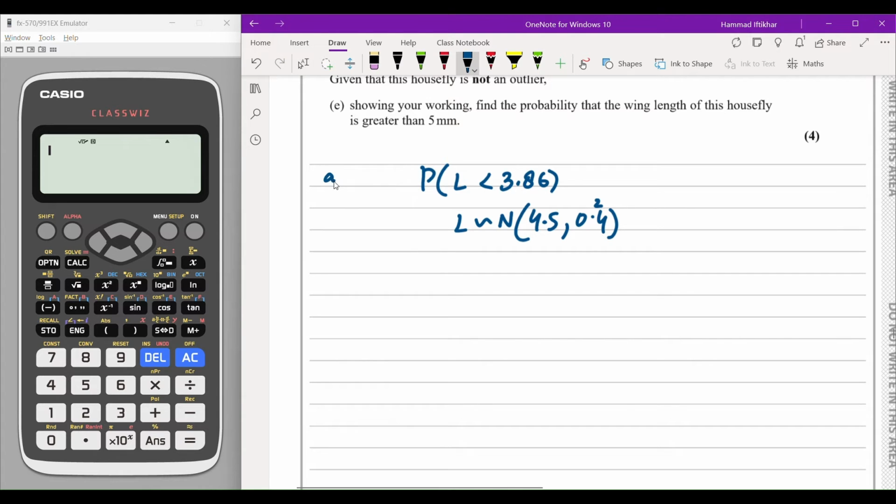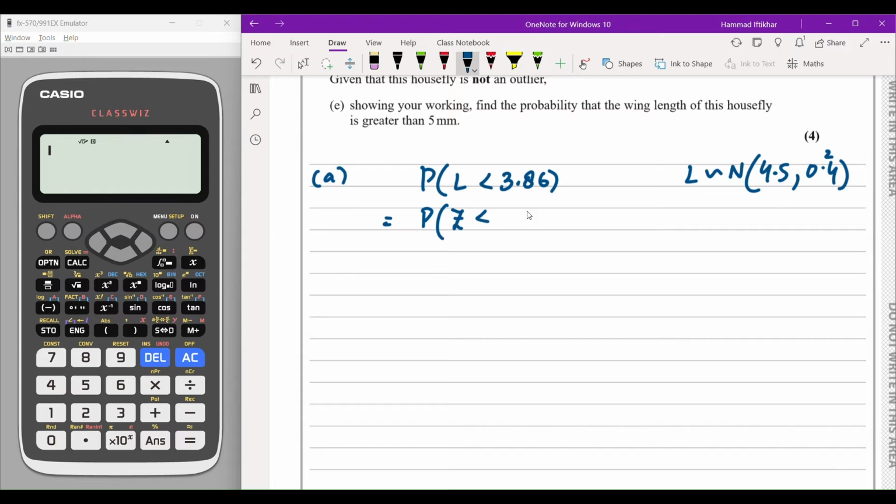Okay, right. So first off, we will need to convert this into a standard normal variable. So probability of Z less than 3.86 minus 4.5 divided by 0.4. So 3.86 minus 4.5, that is this, divided by 0.4, that is minus 1.6.